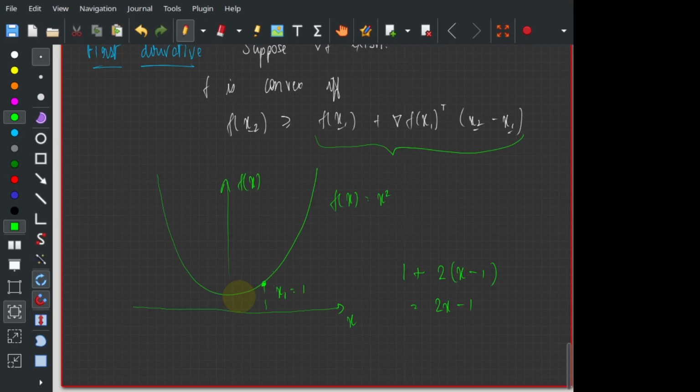Yeah. What is 4? No, not f of x2. So what is the tangent to f of x at x1? It is 2x minus 1. So in fact, for a univariate function, the right hand side would in fact be the tangent.